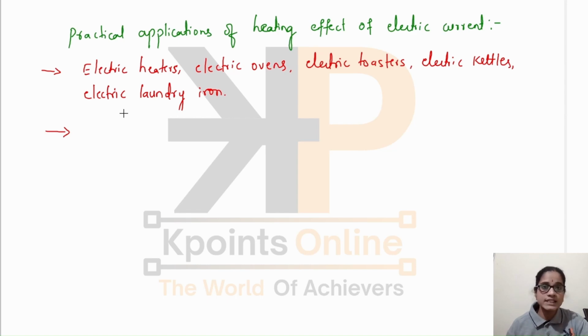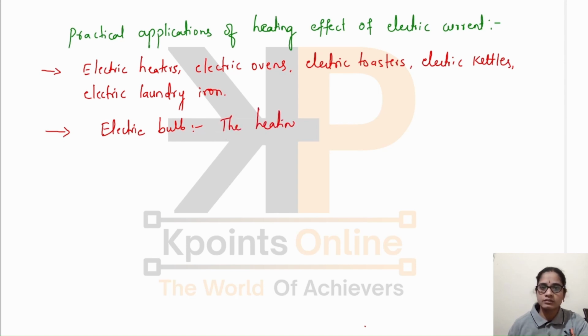The material which is used in making the filament of the electric bulb is tungsten. It has a very high melting point of 3380 degrees Celsius. So it will not melt easily. Most of the electrical energy consumed by the filament appears as heat, and some part of it is radiated in the form of light. Electric bulb. The heating effect is used in producing light.